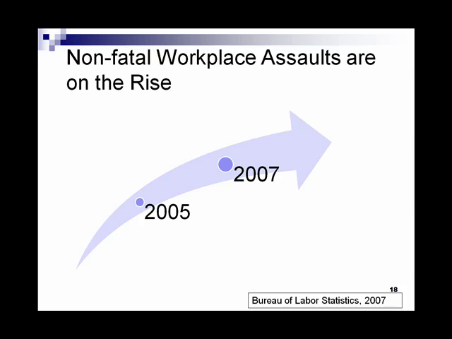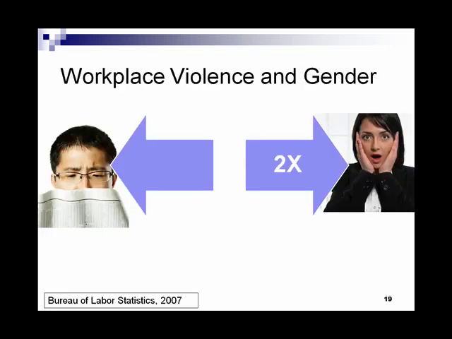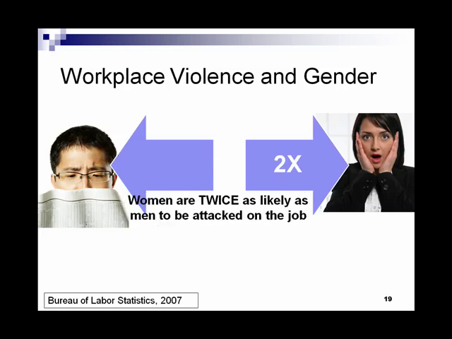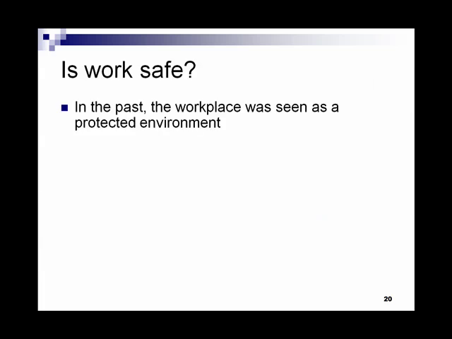Unfortunately, we also know that non-fatal workplace assaults are on the rise. In 2005, non-fatal workplace assaults were in the range of 14,000, 14,213 to be specific. Unfortunately, in 2007, that number grew to 16,840. This was an increase of 15.6%. When we take a look at workplace violence and gender, unfortunately what we find is that women are twice as likely as men to be attacked on the job. Not good for women.